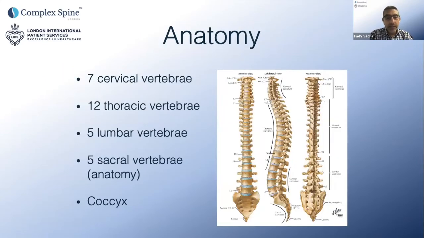Let's start off with some anatomy. We will not be going into details. However, we will be pointing out some salient points as a refresher in terms of the spine. We all know that it is formed of vertebrae in the cervical region, thoracic, lumbar, sacral, and finally at the bottom, the coccyx.